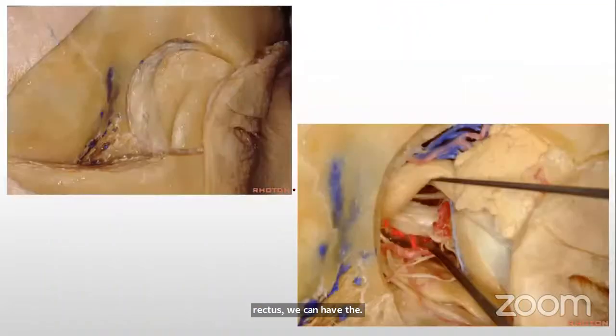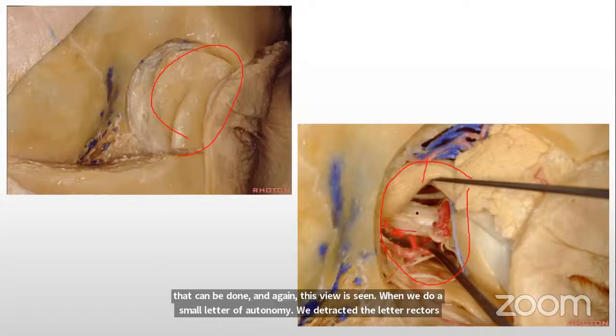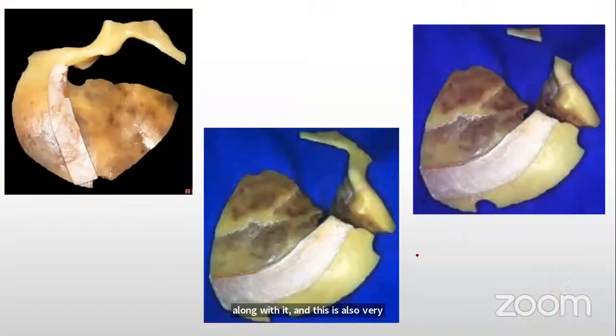This is again an example of a small lateral orbitotomy that can be done. And again, this view is seen when we do a small lateral orbitotomy. We retracted the lateral rectus above. We can see the optic nerve, the ophthalmic artery, the small nerves along with it. And for small lesions, it's also a very good corridor.